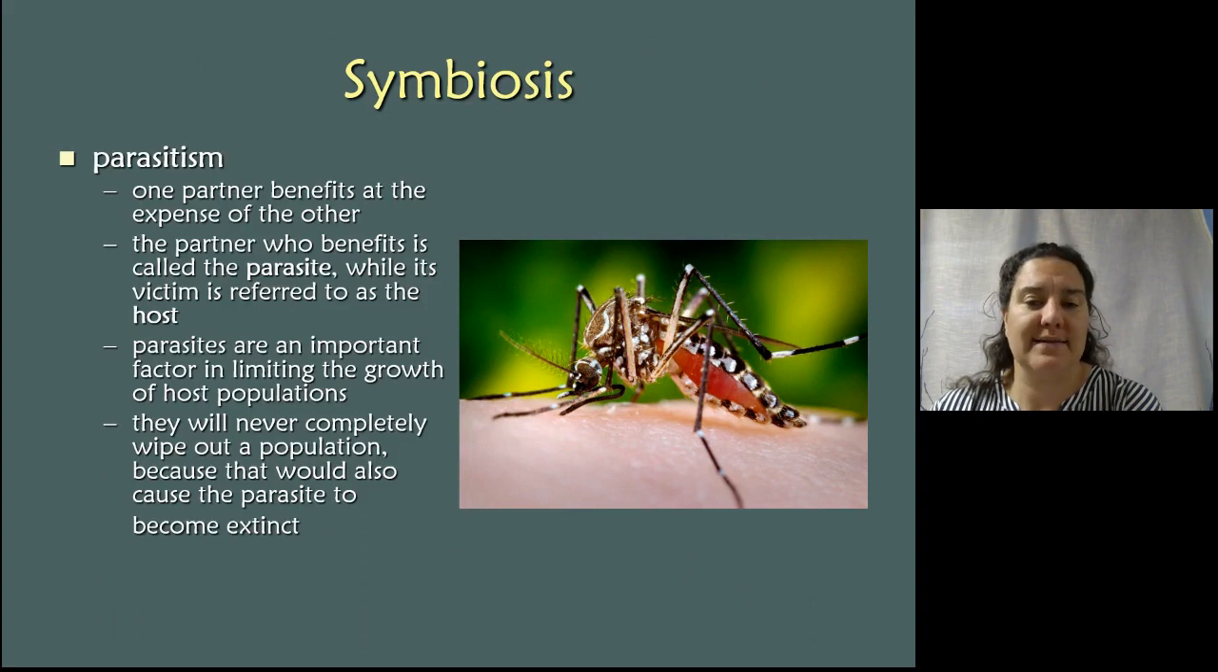And lastly, in symbiosis, we also have parasitism. This is when one partner benefits at the expense of the other. The beneficial partner is called the parasite, while the victim is referred to as the host. Now, parasites are an important factor in limiting the growth of host populations. So if there are too many hosts, parasites spread more easily, and then the population of the host will typically go down. They never try to completely wipe out a population because that would also be detrimental to the parasite.